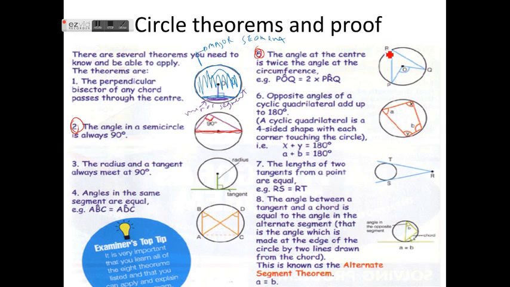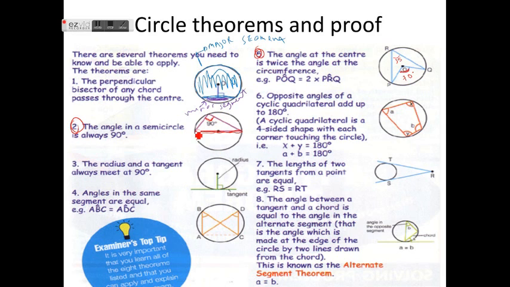The reason why I'm saying that this number 2 is a special case of number 5 is because if we look at theorem number 5, it says the angle at the center, so POQ, is twice the angle at the circumference. So POQ is twice the size of PRQ. Okay, so for example, if we said that this is, I don't know, let's say 35 degrees, then this one would be double because it's the angle at the center, so that would be 70 degrees.